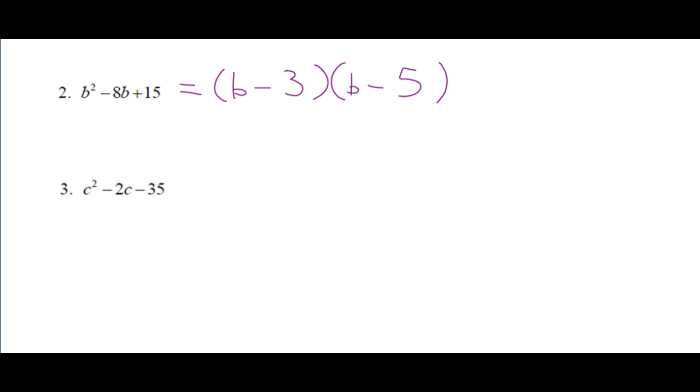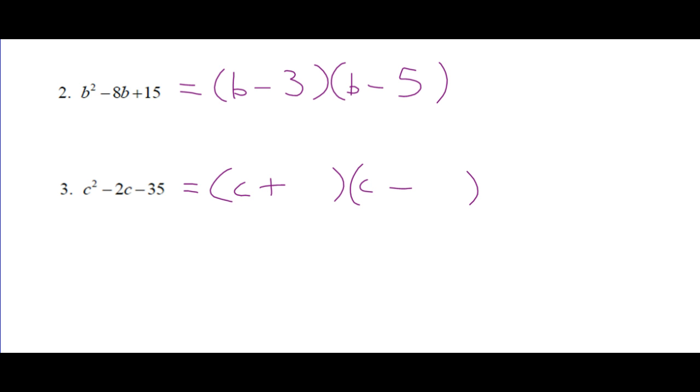c squared minus 2c minus 35. So I know that I've got one plus and one minus, right? And I need two numbers that multiply to 35. Now, since the last term is negative, they differ by 2. What could those two numbers be? 7 and 5, right?